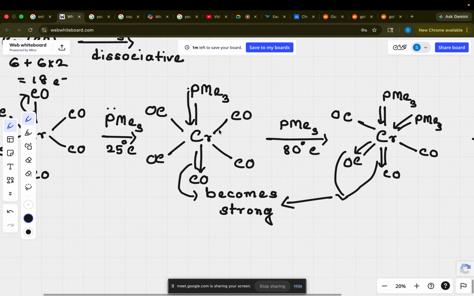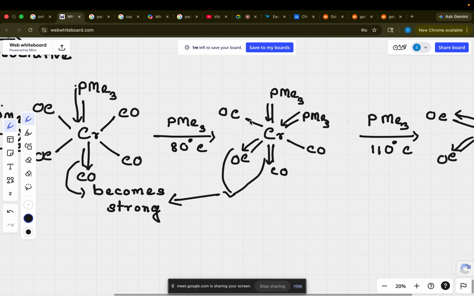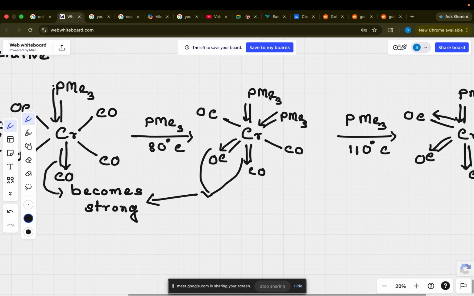Because it already has 18 electrons, it cannot follow the associative mechanism. It will follow the dissociative mechanism. So the first step is cobalt, this CO ligand will leave from here. If your bond is becoming strong, that means you need higher temperature, higher energy, right? So if you increase the temperature, the energy will increase and the bond will break. That is the reason why the temperature is gradually increasing.